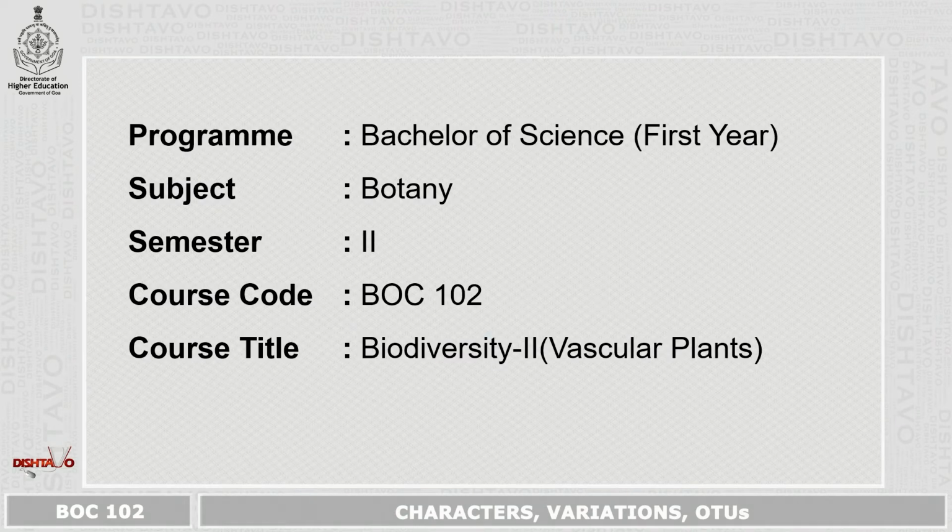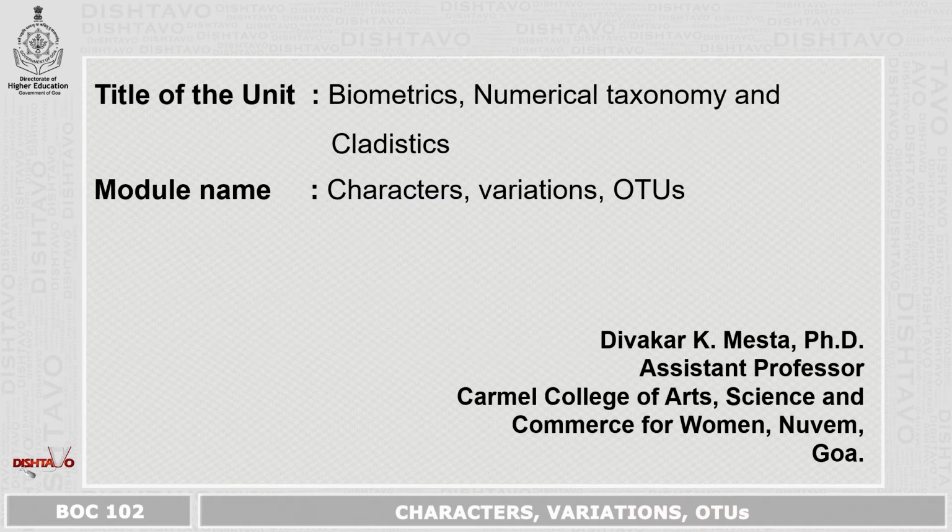The program you are learning is Bachelor of Science, first year, subject Botany, semester 2, course code BOC 102, course title Biodiversity 2, which includes vascular plants. Title of the unit: Biometrics, Numerical Taxonomy and Cladistics. And the module name is Characters, Variations and OTUs.